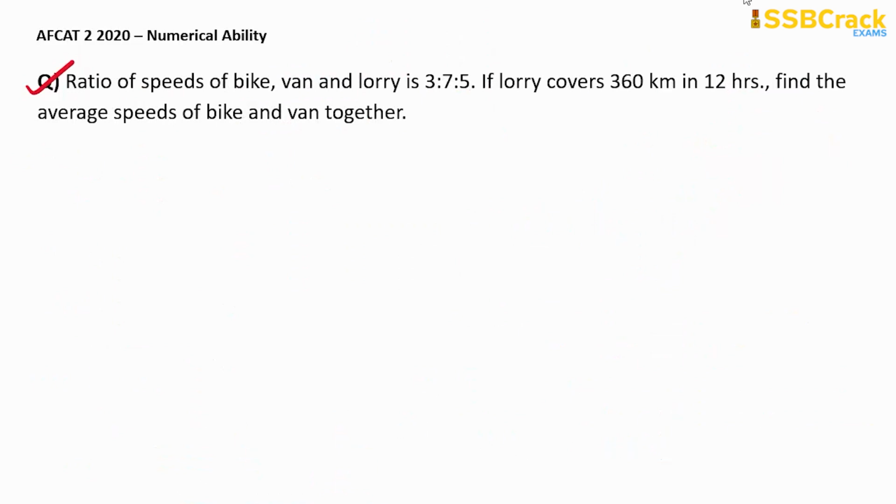So it states that the ratio of speeds of bike, van and a lorry is given by 3 ratio 7 ratio 5. So if the lorry covers 360 kilometers in 12 hours, find the average speed of bike and van together. So here in this question, we are not sure whether this is the exact ratio or not, as this is a memory based question given by one of our students. Okay, so I am telling you the approach of how you should solve the question.